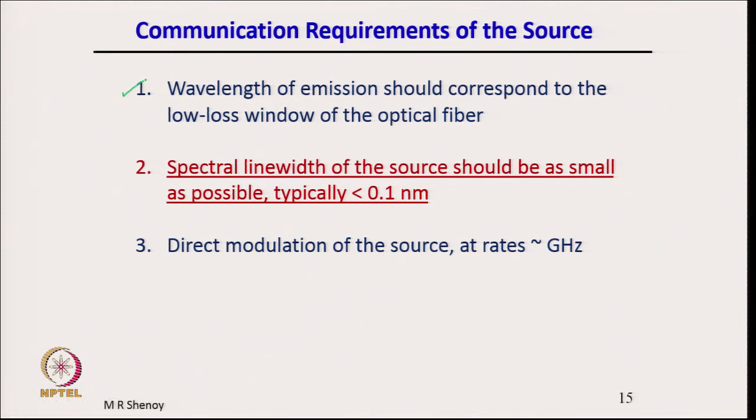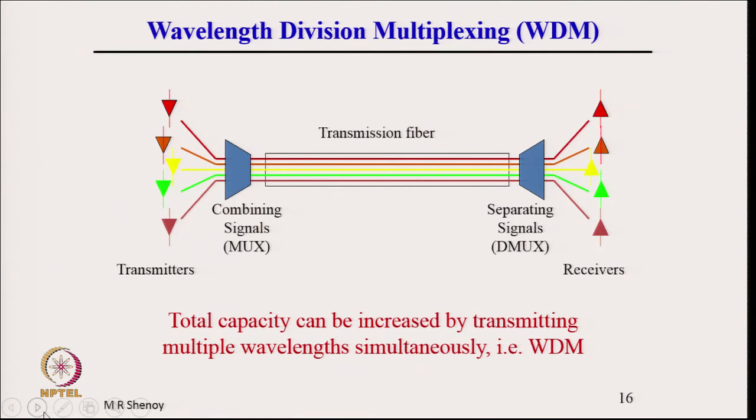So, we have discussed the first point, that the wavelength of emission should correspond to the low loss window of the optical fiber. Second point, the spectral line width of the source should be as small as possible, typically less than 0.1 nanometer. Why is this? Let us look at this. The current systems which are used are wavelength division multiplexed systems, WDM systems. WDM means in the same transmission fiber, different wavelengths lambda 1, lambda 2, lambda 3, lambda 4, lambda 5 and so on.